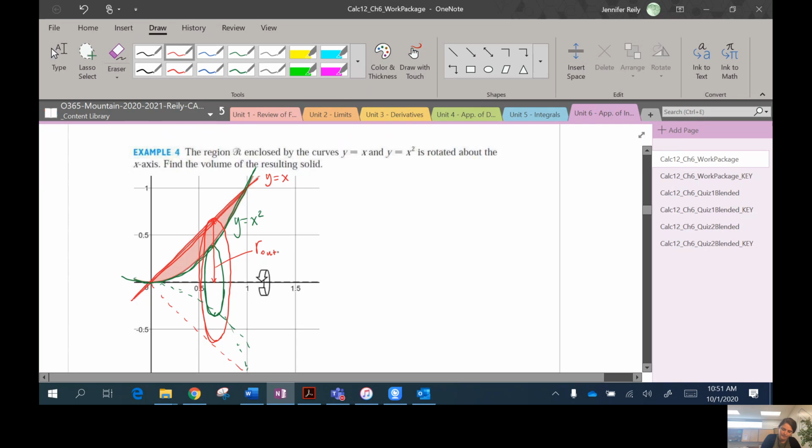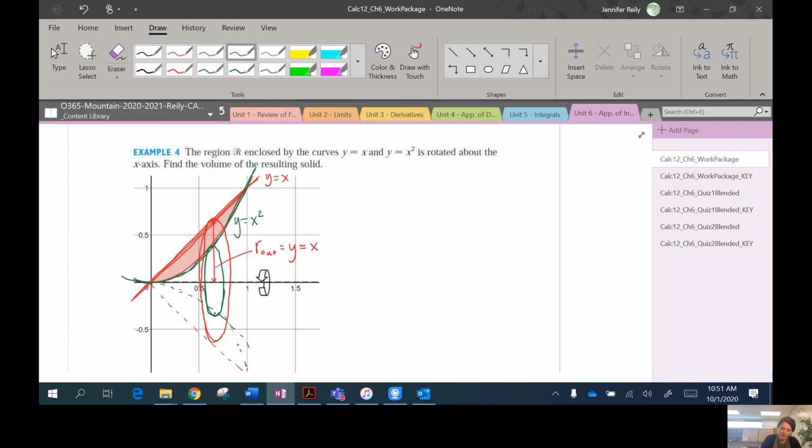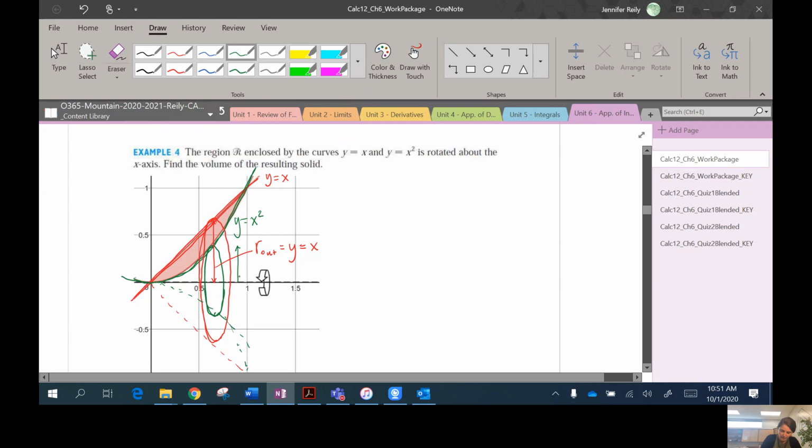Okay, so let's label these. Our outer radius is going to be the y value of that particular curve, right? The distance from the x-axis to the curve vertically. So for that red curve, y equals x. And the inner radius, I don't want to clutter up my drawing too much, is going to be the y value for that green curve, and it will be y equals x squared.